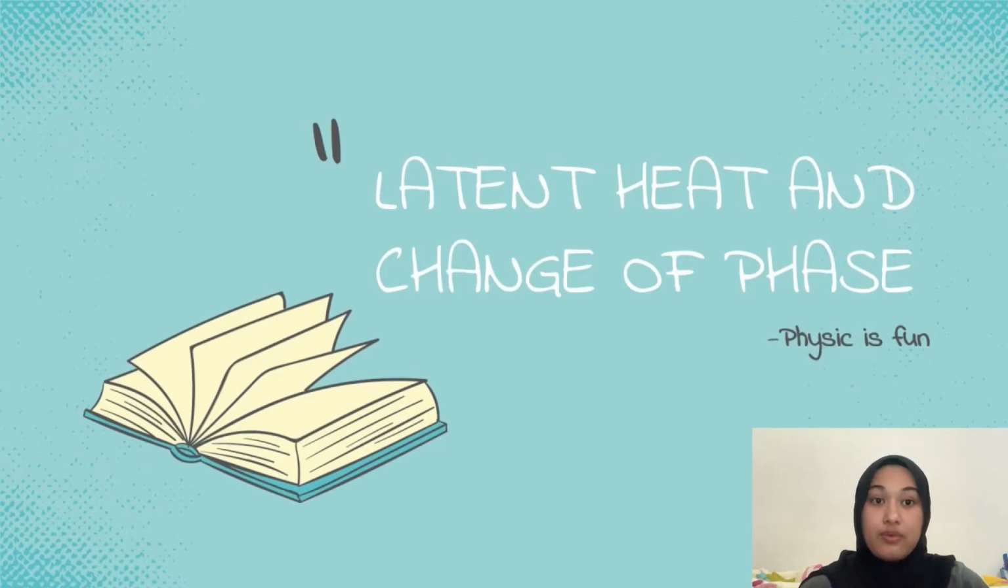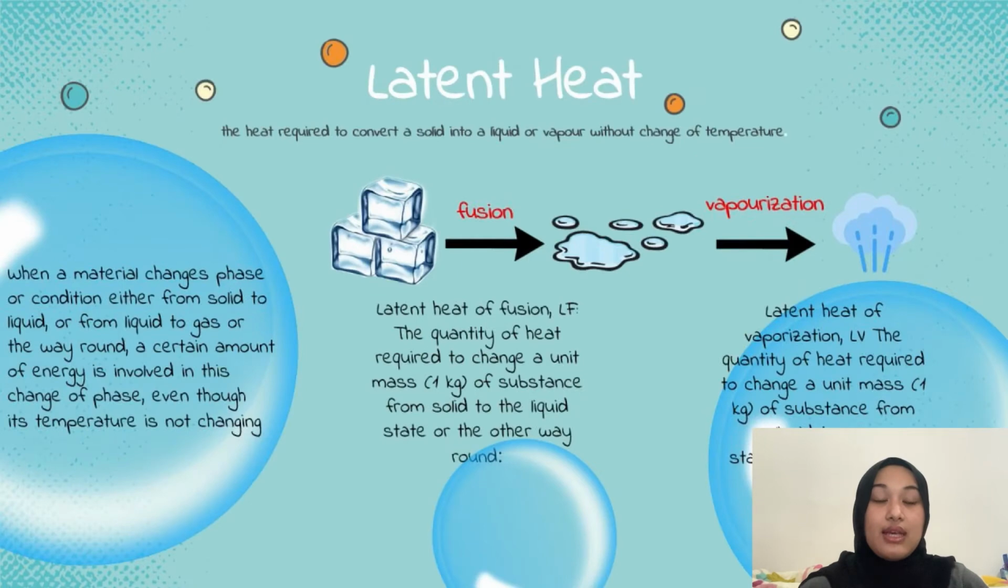Okay, so now I'm going to explain about latent heat and change of phase. Latent heat is the heat required to convert a solid into a liquid or vapor without change of temperature. Here we can see that if a solid wants to convert into a liquid, it must go through the fusion process, and when the liquid wants to convert into a vapor or gas, it must go through the vaporization process.